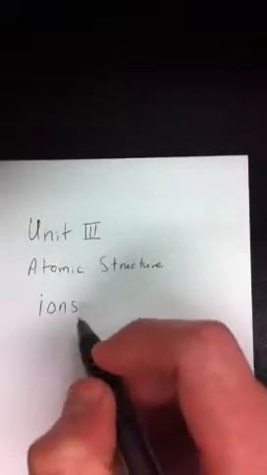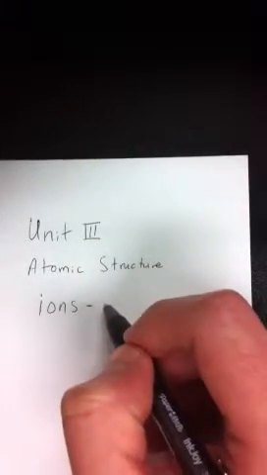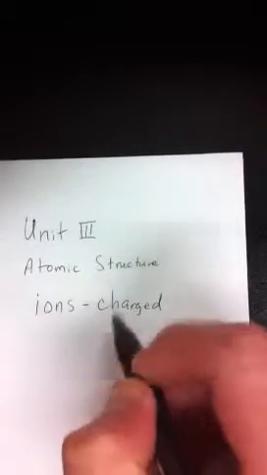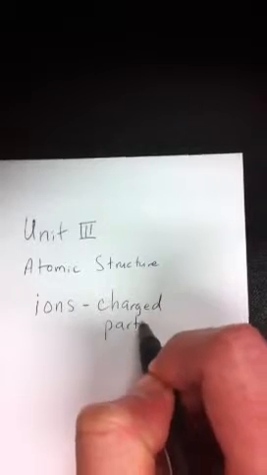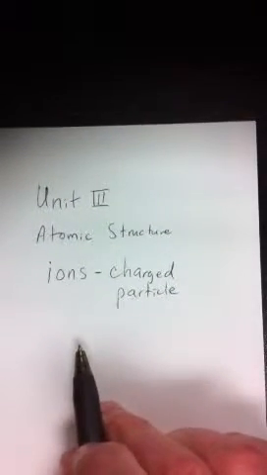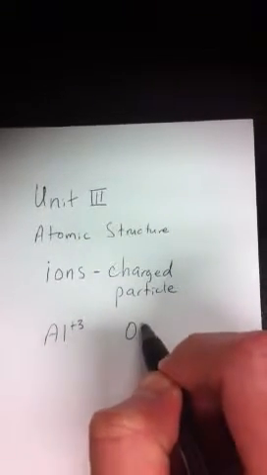Okay, so an ion is simply a charged particle, a particle that either has a negative or a positive charge. Now we're going to be talking about simple ions, not complex polyatomic ions. So basically I'm going to give you something like this, or this, and you have to tell me how many electrons and protons are in this ion.